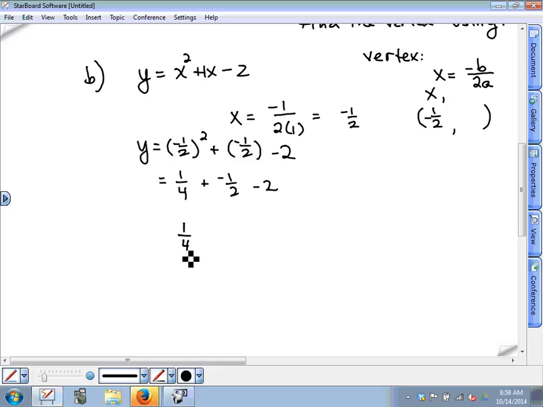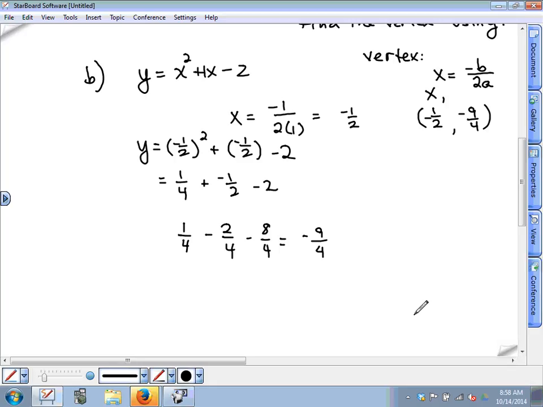We have to write them all in terms of fourths. If we have 1/4, we can't have negative 1/2. They all have to be in terms of fourths. So negative 1/2 is really negative 2 fourths, and negative 2 is really negative 8 fourths. It's really adding like terms. When you're adding fractions, you're adding like terms, so they have to be in terms of the same denominator. In this case, fourths. 1/4 minus 2 fourths minus 8 fourths. It's negative 9/4. That was pretty quick and painless.